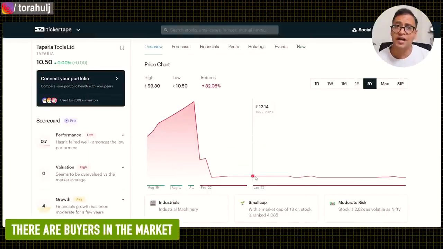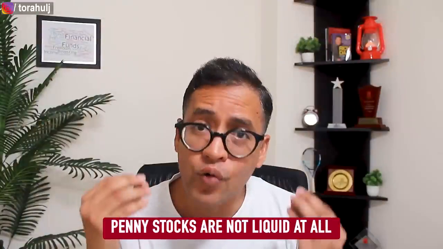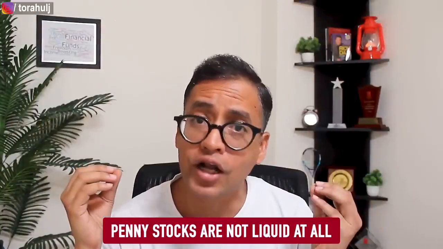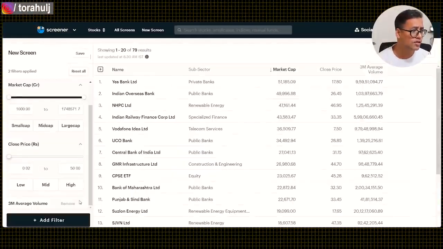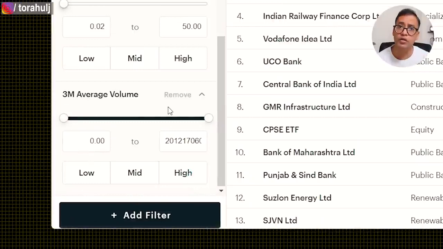There may be buyers in the market, but there were no sellers in the market. By the very nature, penny stocks are not liquid at all. Even if you select a penny stock that you want to invest in, you are not going to find the volume. So what is the point? Therefore, I'm going to only select those stocks that have been showing good liquidity on the exchange. And I will only consider those stocks that have at least a 3 month daily average of 10,000 shares per day.